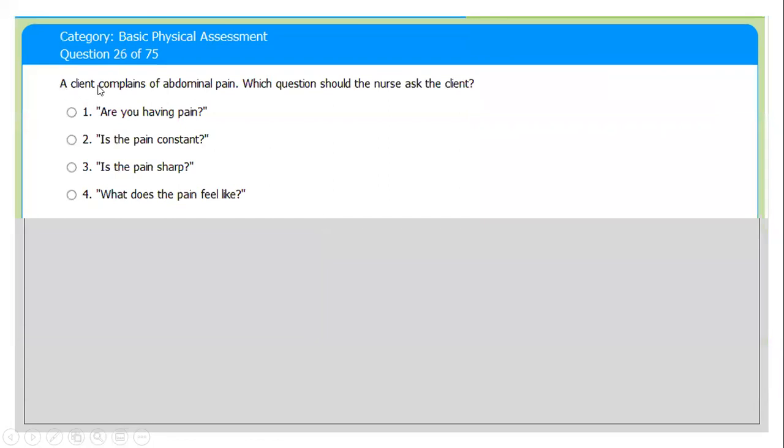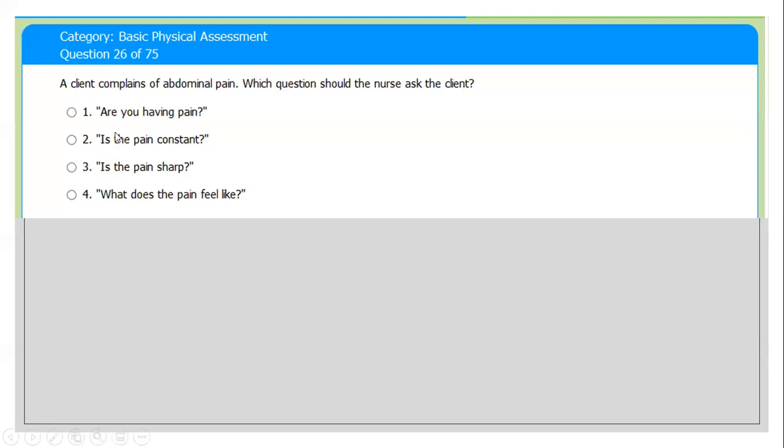Next question. A client complains of abdominal pain. Which question should the nurse ask the client? So the patient complains he or she has abdominal pain. So what should be your next question? Number one, are you having the pain? The patient came to you because of abdominal pain. It is not necessary, it is the same question asked again.